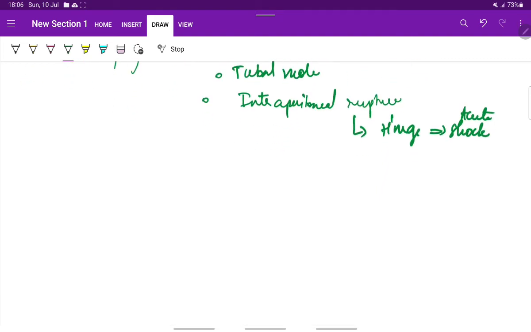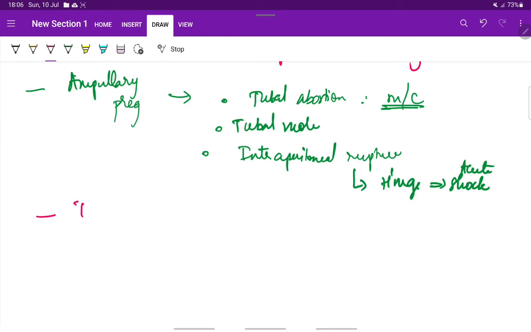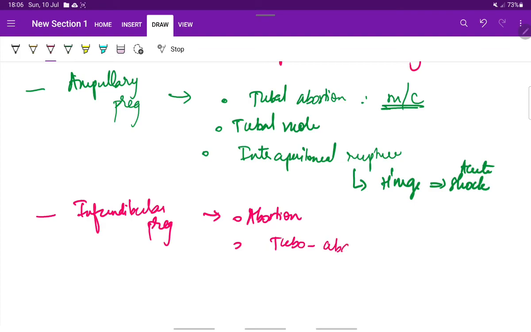Next is infundibular pregnancy. The method of termination would be abortion, or as in interstitial pregnancy, there could be tubo-abdominal pregnancy. In interstitial there could be tubouterine pregnancy, whereas here in infundibular there can be tubo-abdominal pregnancy, partly in the tubes and partly in the abdominal cavity.